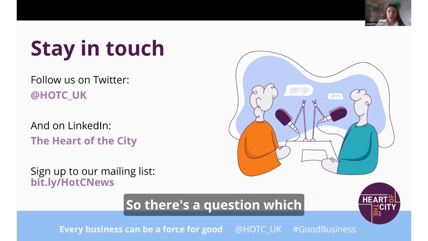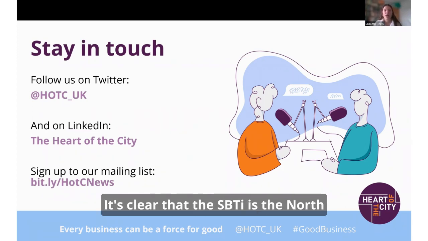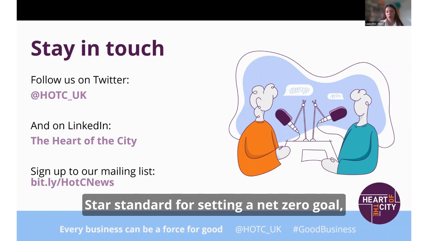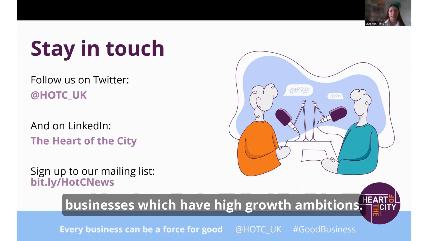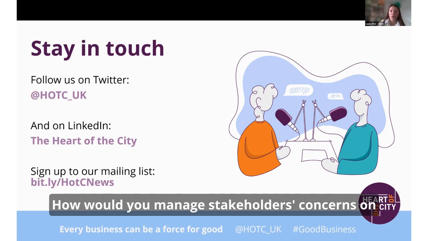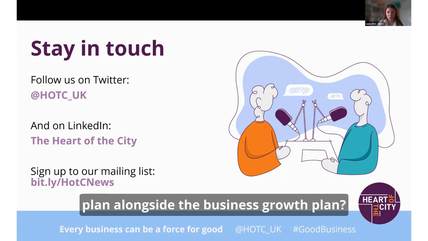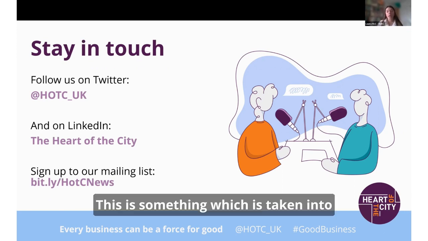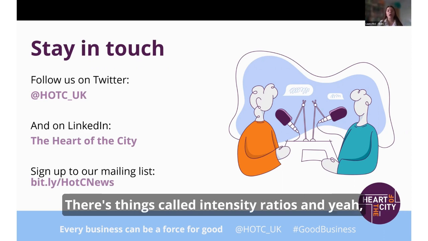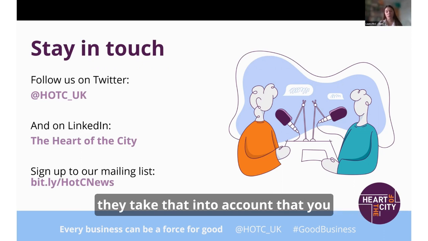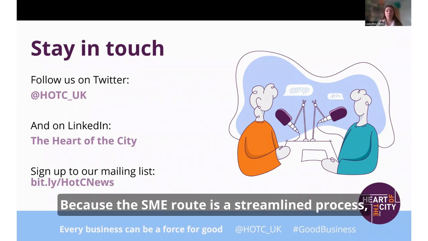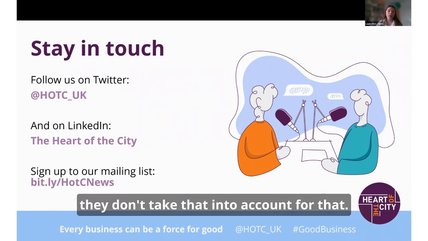So there's a question, which is quite an interesting one. It's clear that the SBTI is the North Star standard for setting a net zero goal. However, the standard seems to penalise businesses which have high growth ambitions. How would you manage stakeholders' concerns on the trade-off of setting a reduction plan alongside a business growth plan? This is something which is taken into account in the large business route. There are things called intensity ratios, and they take that into account so that you can include your business growth plan. Because the SME route is a streamlined process, they don't take that into account.